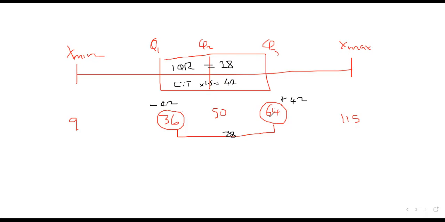So let's add 64 plus 42. What do we get? 106. 106, correct? So 106 is somewhere here. Then you subtract 36 minus 42. What do we get?